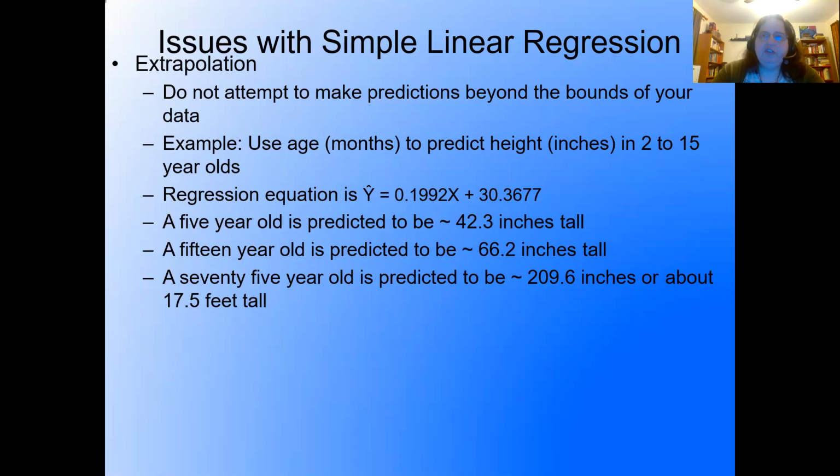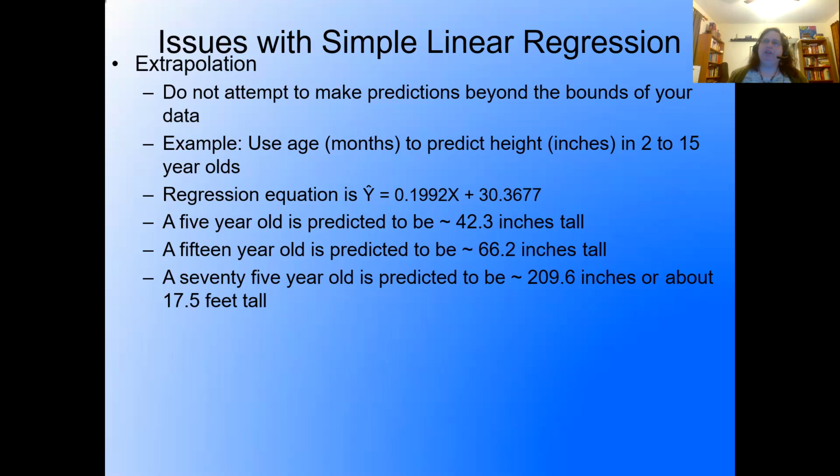So we have our regression equation. It's y hat equals 0.1992x plus 30.3677. So a 5-year-old is predicted to be around 42.3 inches tall. That makes sense. A 15-year-old is predicted to be around 66.2 inches tall. Also believable. A 75-year-old is predicted to be around 209.6 inches or about 17.5 feet tall.